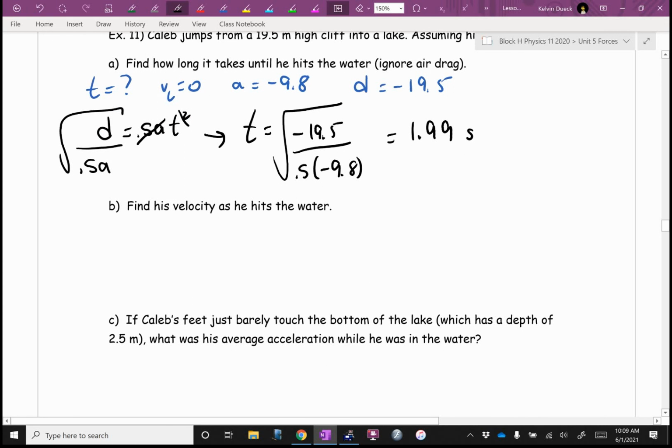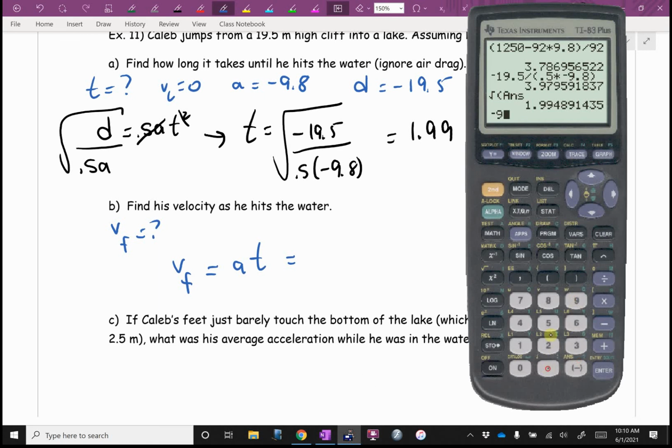What does B want me to find? Okay, it wants me to find VF. You know what? Let's use our answer from A. I'm going to be lazy. I'm going to go VF equals AT. Because I have that on my calculator as an answer button. I've already done it.